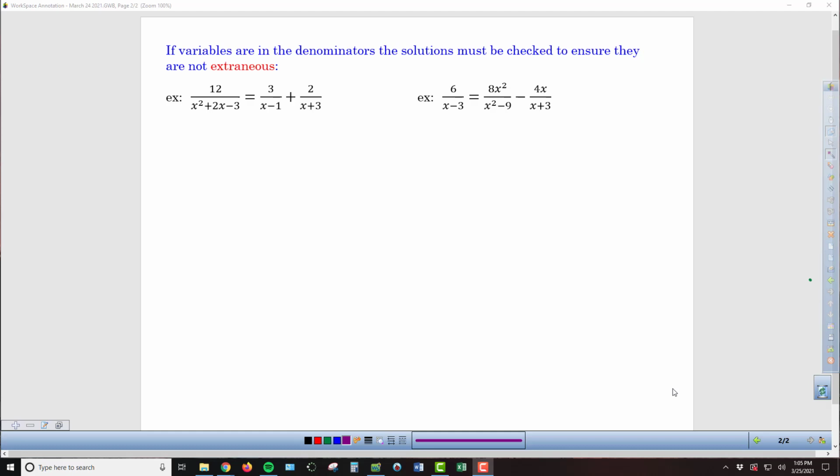So sometimes, just like when we're just doing adding and subtracting of fractions, we have to factor our denominators. But the thing that we have to do is we have to check at the end, as we've mentioned before, that our solutions that we arrive at don't end up extraneous, meaning that they don't result in division by zero. So to get started on this first one, we need to factor this denominator.